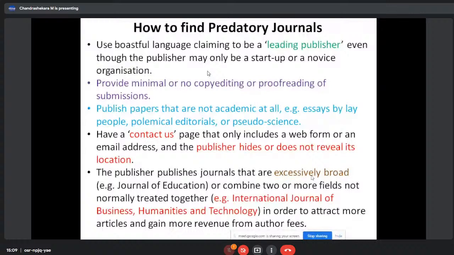Then, publishers publish journals that are exclusively broad: journal of education, journal of interdisciplinary studies, international journal of multidisciplinary research, combining two or more fields not normally taken together. For example, an international journal of business, humanities, and technology: anyone can send an article, business, humanities, technology, medicine also, in order to attract more articles and gain more revenue from the author. This is what happens. This is a very good part you can see.